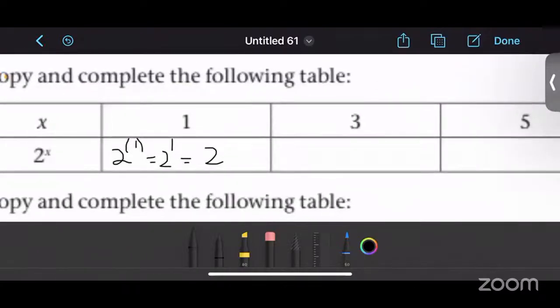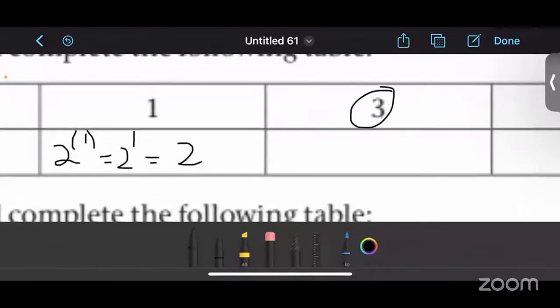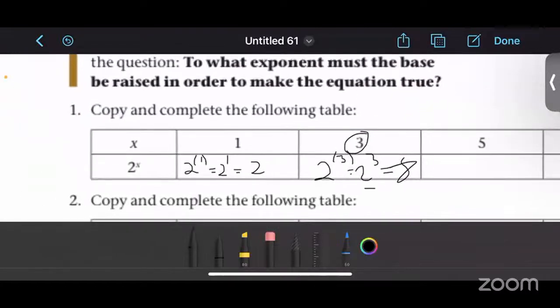And then we have 2 to the power of x. x is equal to 3. We're going to say 2 to the power of 3, which is the same as 8. Do you get it? So you can put this on your calculator to get a 3.